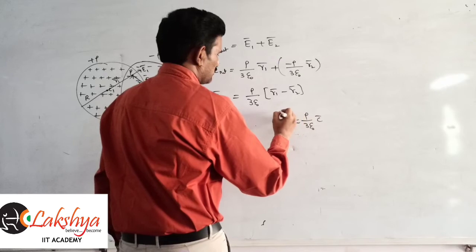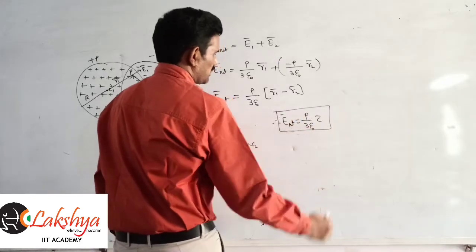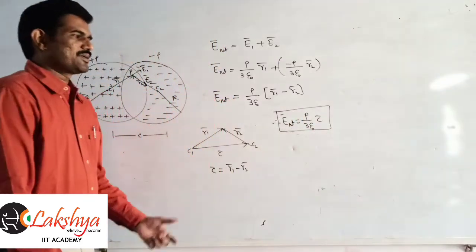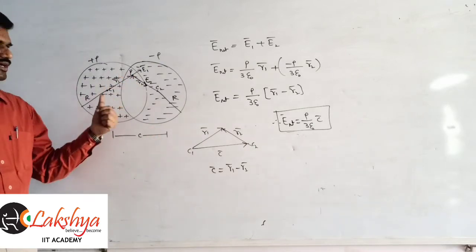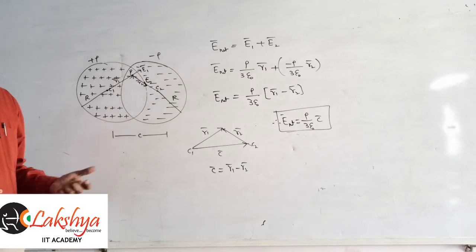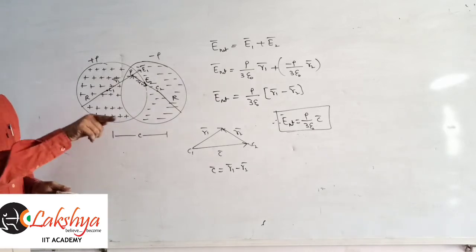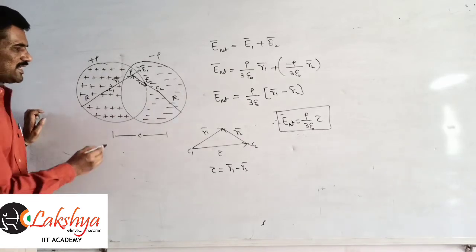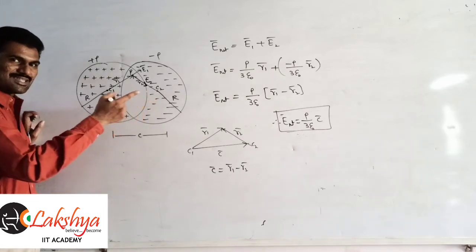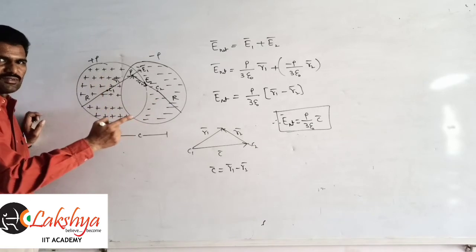So this is the net electric field, which again depends only on the distance between those two centers. It doesn't depend on the distance from C1 or the distance from C2. And here again the direction of the electric field lines is from C1 to C2. That means if you want to draw the field lines, again a uniform field will be there, same as that of our cavity. Got it? Because this behaves like a cavity only.